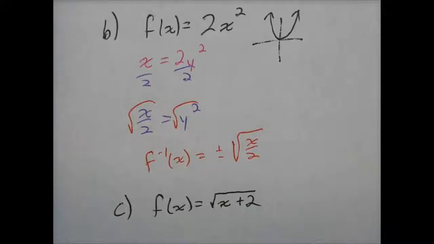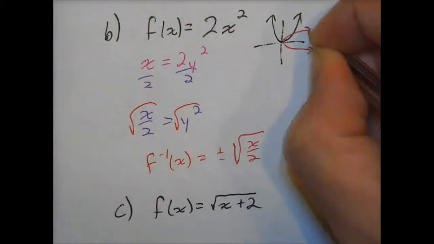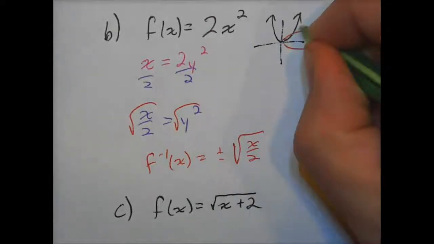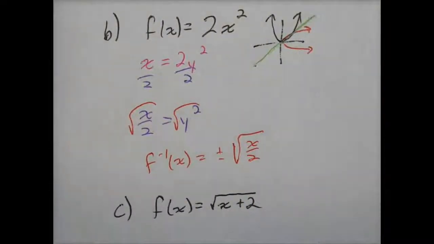So that is a square root that has been stretched in the x direction by 2, so it would look something like that. And we would have where the y's are negative as well. You can see here too that it is a reflection over the line y equals x. They are reflected over that line.